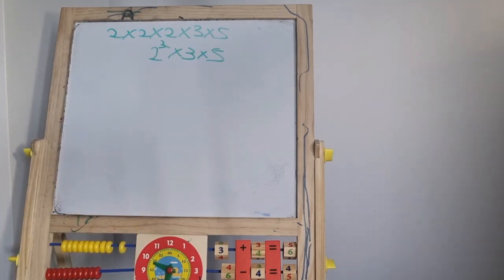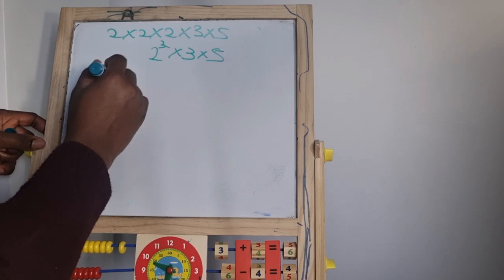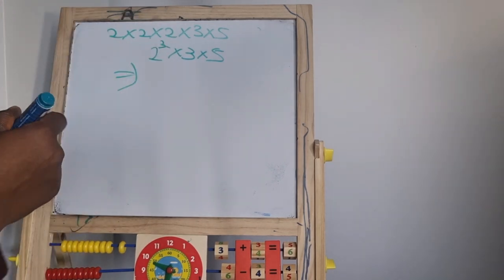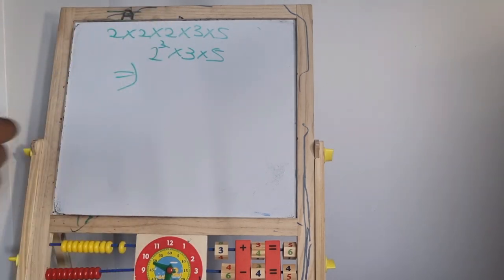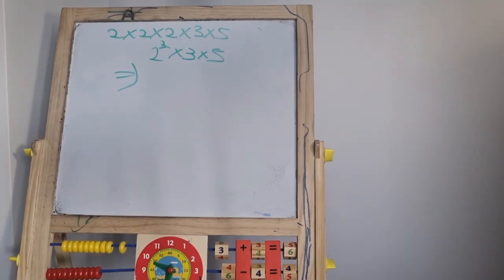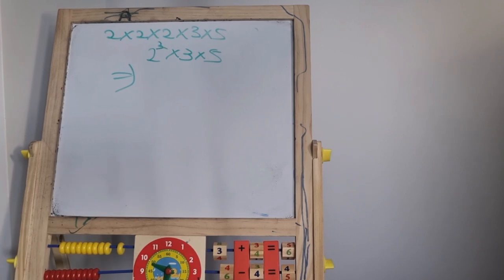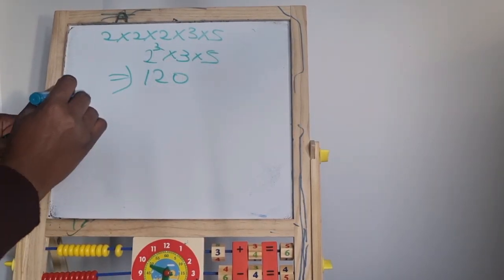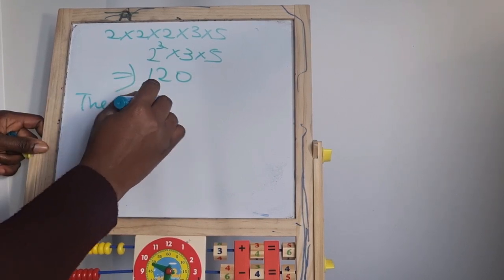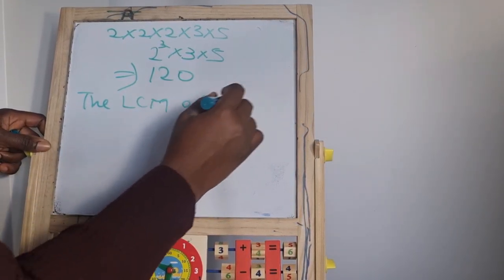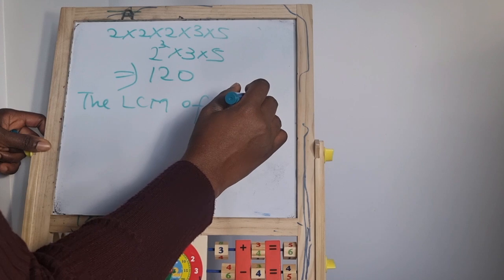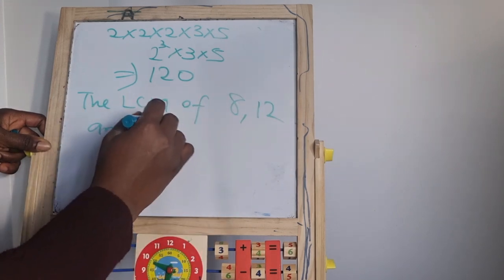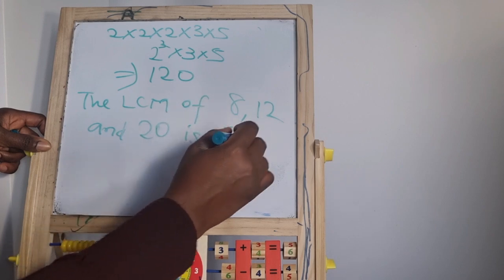But if you were not asked to leave it as a product of its prime, then you have to solve it till the end. 2 times 2 is what? 4. 4 times 2 is 8. 8 times 3 is 24. Then 24 times 5 is 120. So the LCM of 8, 12, and 20 is 120.